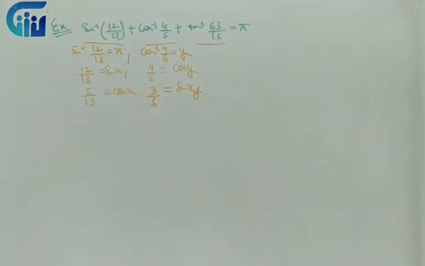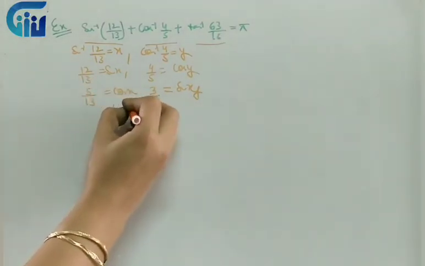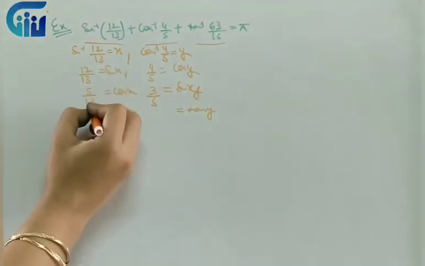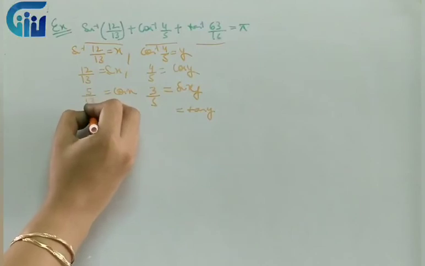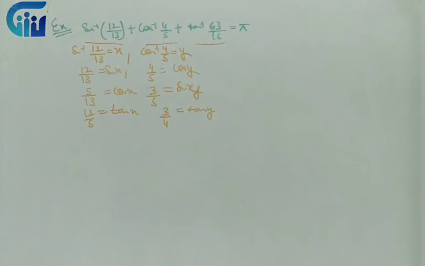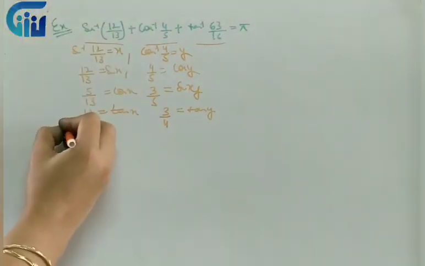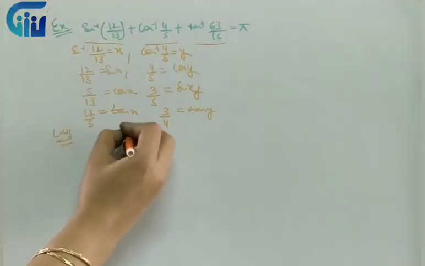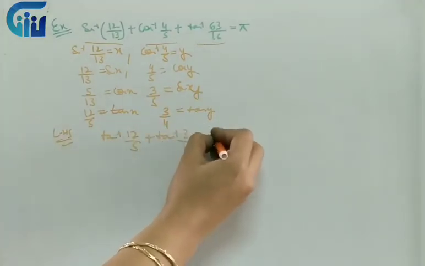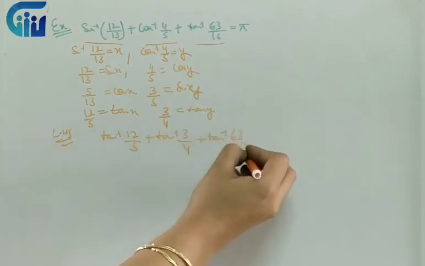Right? So based on this, now my cos x is 5 by 13 and my sin y is 3 by 5. So what will be my tan? I can do it for tan directly because we have to find for tan. So tan x will be 12 by 5 and tan y will be 3 by 4. Right? Now the left hand side will change to tan inverse 12 by 5 plus tan inverse 3 by 4 plus tan inverse 63 by 16.